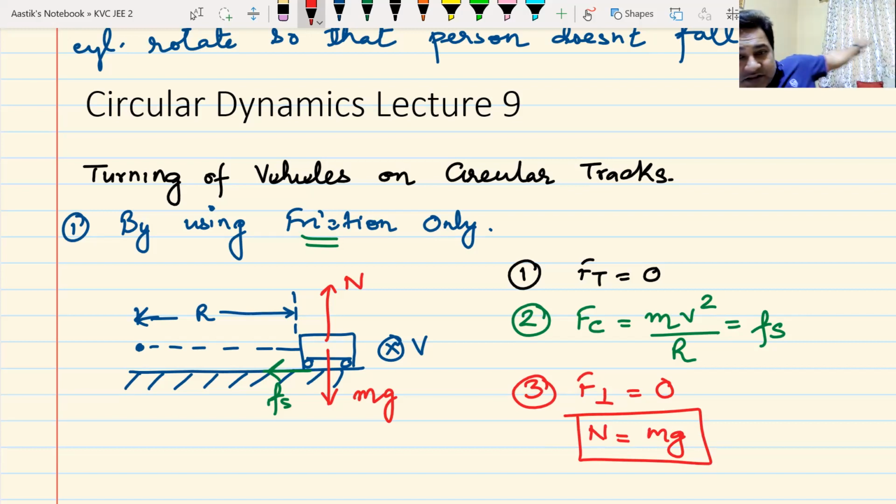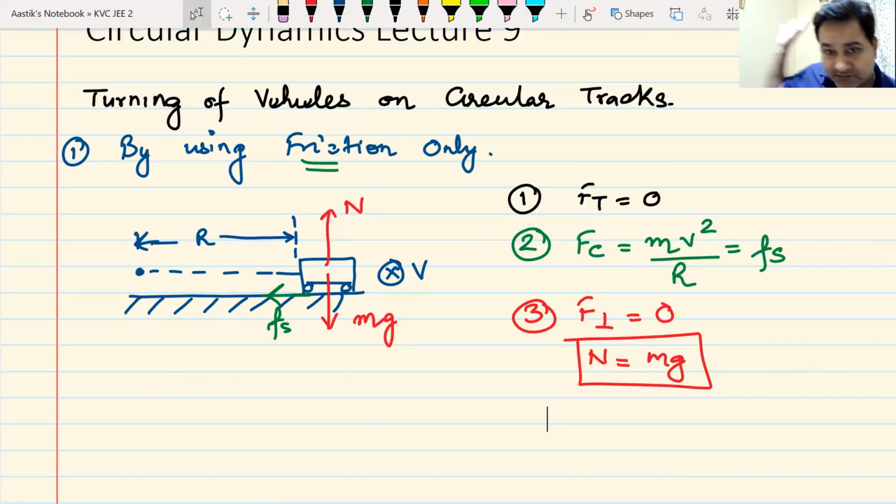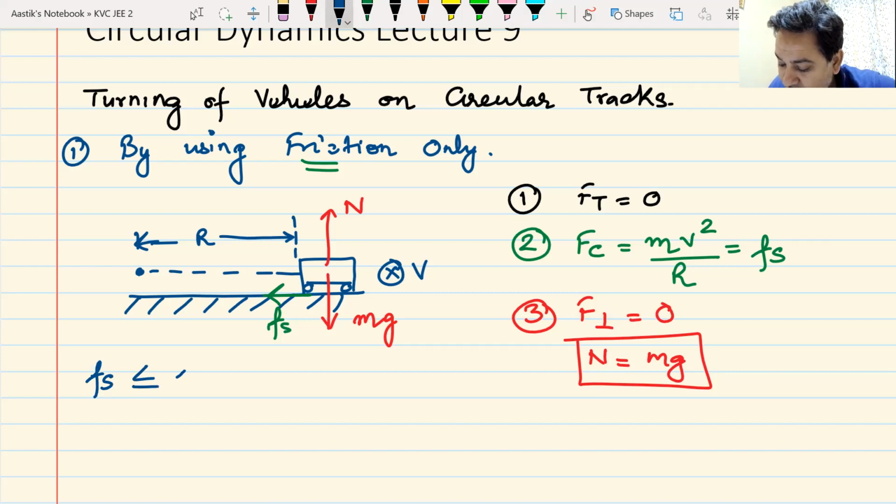Now we have to go back in the past and take out something from that past and then use it. What are those things that we have to take from the past so that I can solve this question? F static is always less than or equal to F limiting, which is always equal to mu s, where mu s is the coefficient of static friction, into N. Do we all remember this?